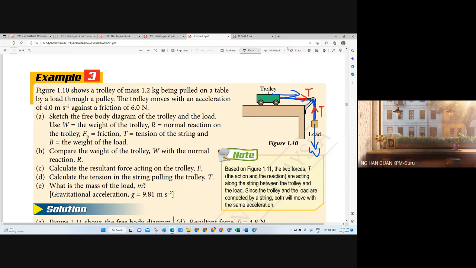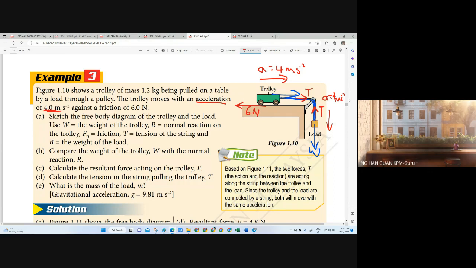Here we are given the friction force, the opposing force, 6 Newton. And it tells you the trolley moves with an acceleration, so the trolley accelerates here with an acceleration of 4 meter per second squared. So the load also accelerates downwards at 4 meter per second squared because they are linked. Once linked, when the trolley accelerates, the load also accelerates.